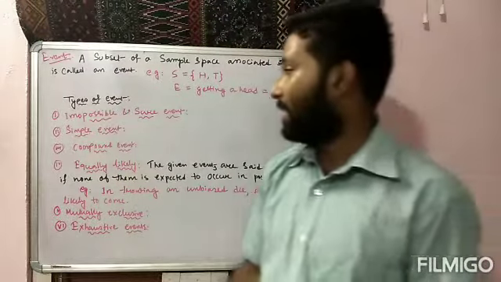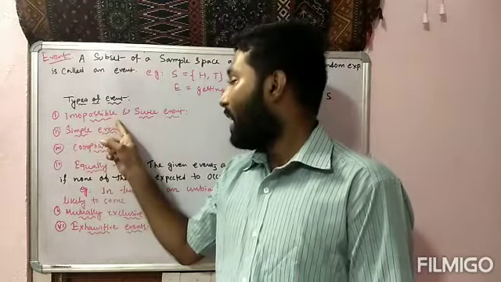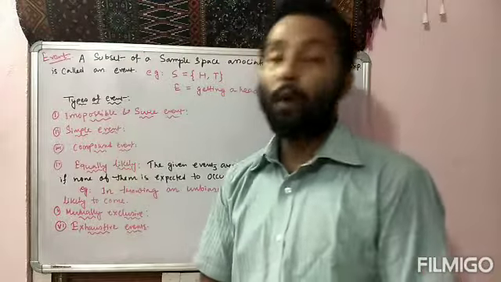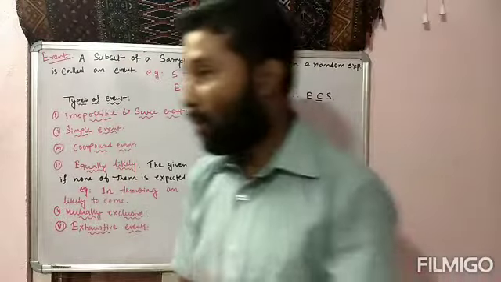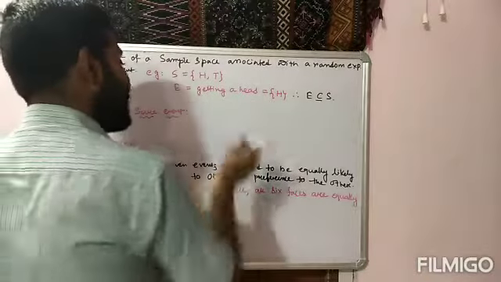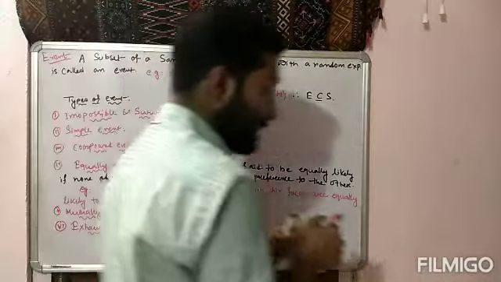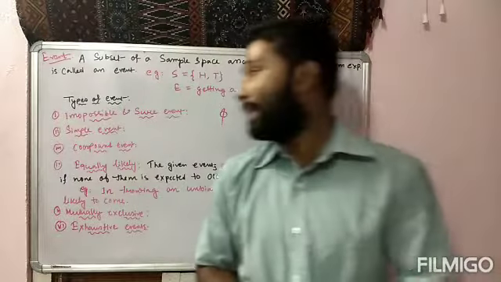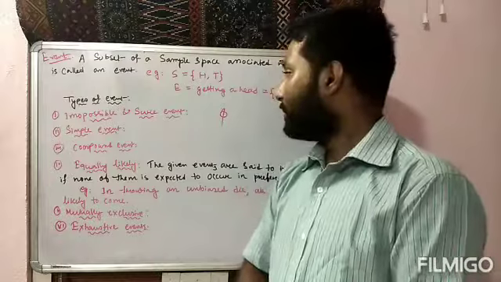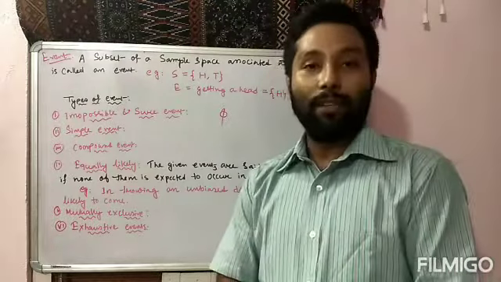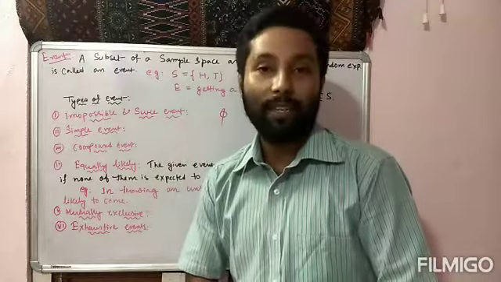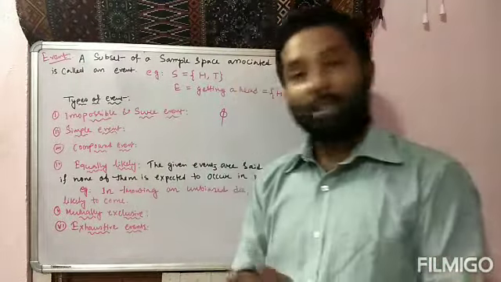Types of event. Number 1, impossible and sure event. Now what is impossible event? Impossible event means the empty set phi. Empty set is denoted by phi. सब कुछ definition sets में मिला था set chapter में, right? The empty set phi, or you can say which is not possible. Yes, impossible event means which is not possible. That is called an impossible event.